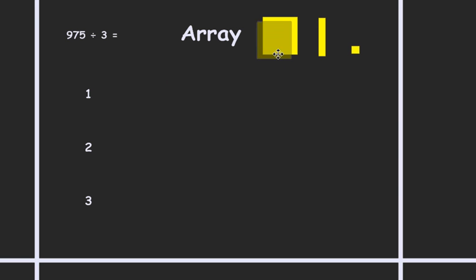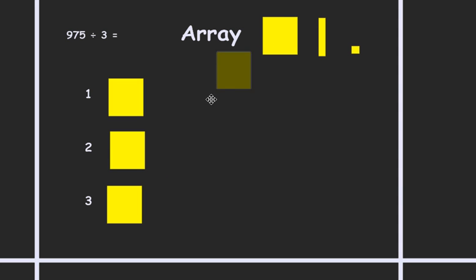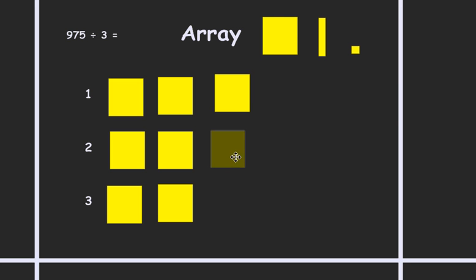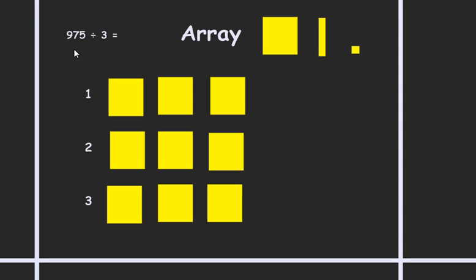I'm going to use these blocks to represent 100. These blocks represent 10, and these represent 1. So we're going to put 100, 200, 300, 400, 500, 600, 700, 800, 900. So I've taken care of 900.